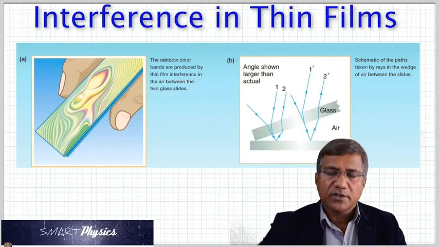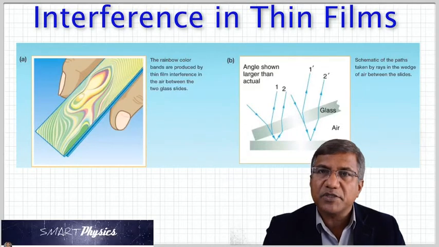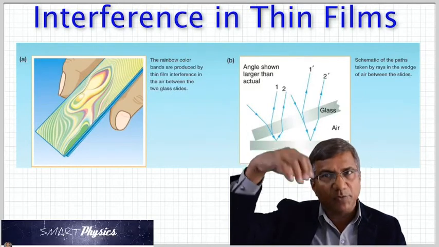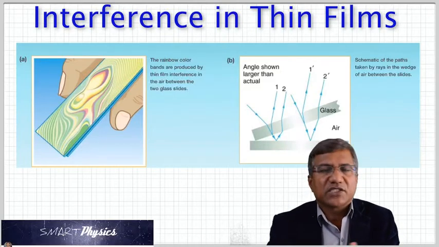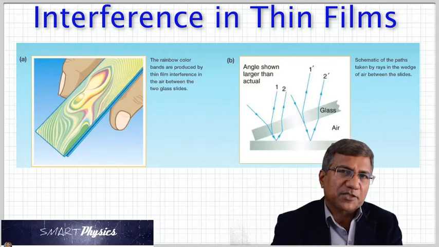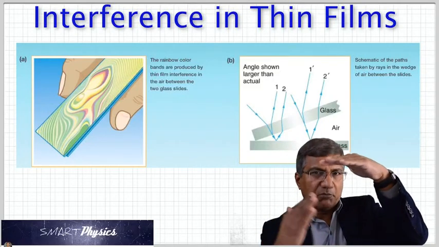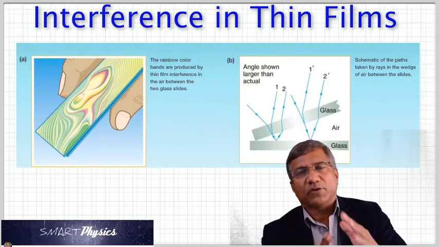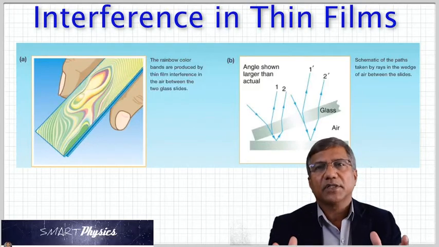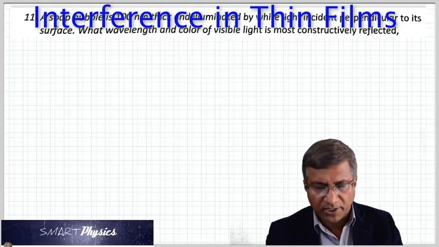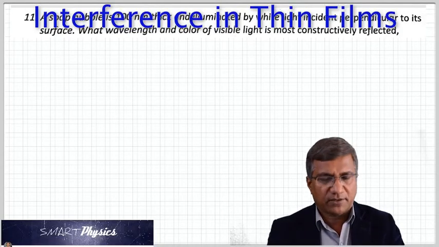Or if you have the two slides kept like a wedge with an air film between them, and if this is illuminated with light from the top, you're going to see colors. This is exactly because of what I explained before: there's a reflection from the top surface and the bottom surface, and when they reach the eye there is a path difference, so they could interfere constructively or destructively. Okay, so when we work out this problem, I think it should be easier to understand.